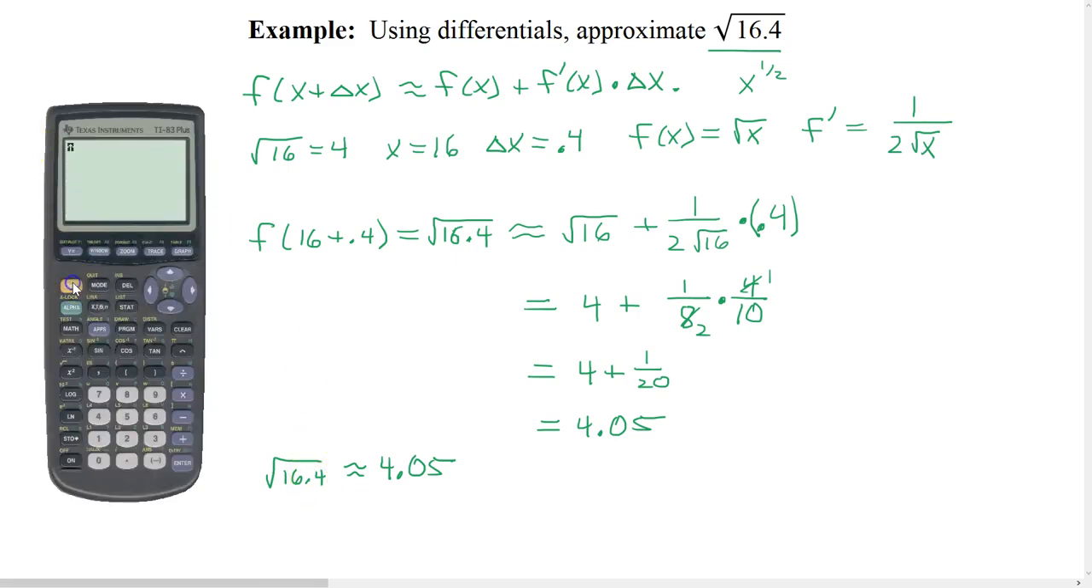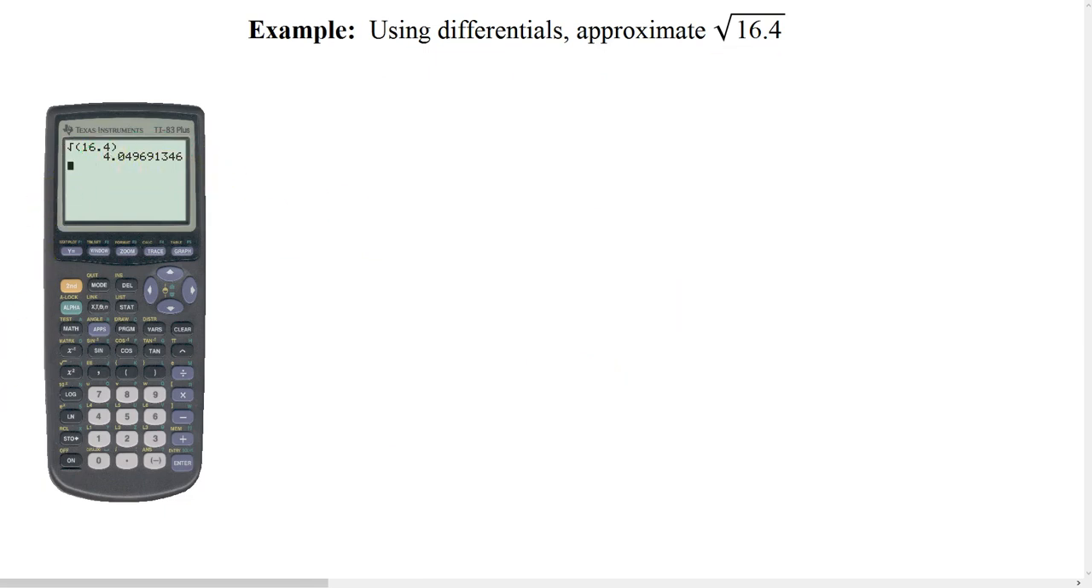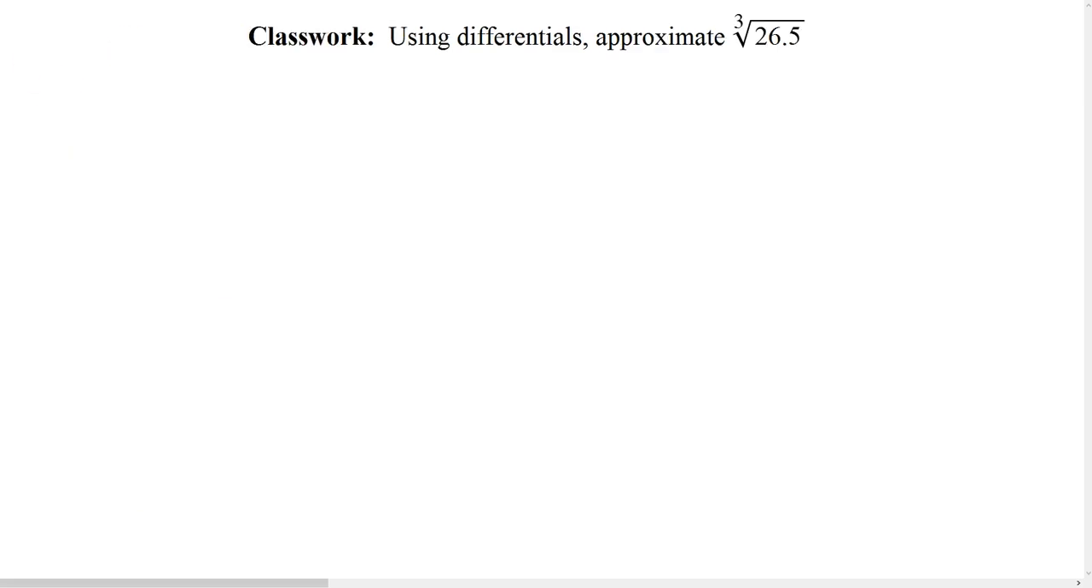And so just using a calculator here, if we evaluate the square root of 16.4, we get 4.04969, and yes, that is very close to our approximation of 4.05. Now here's an example you can try. Why don't you try using differentials to approximate the cube root of 26.5.